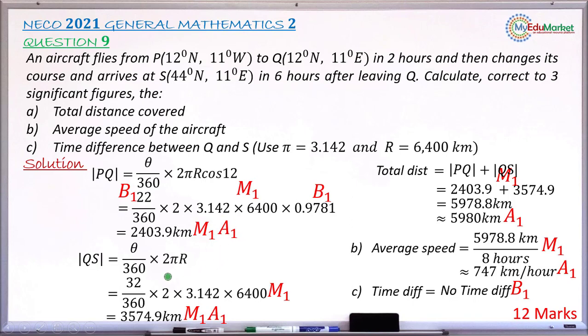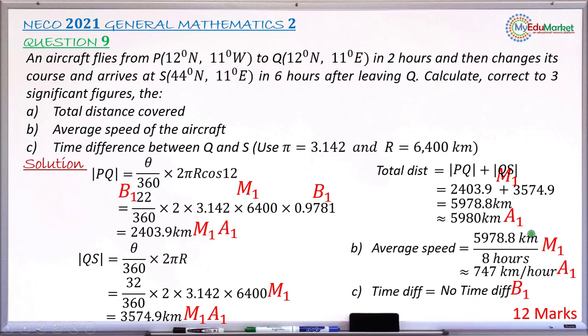Attempting to find the distance QS, substituting theta, pi, and r correctly, you now have a method 1 mark. And when you now simplify that result up to the end, you have another method 1 mark. And when you now have the final answer as 3574.9 kilometers, you have accuracy 1 mark. Attempting to find the total distance by adding distance PQ and the distance QS correctly, you now have method 1 mark.